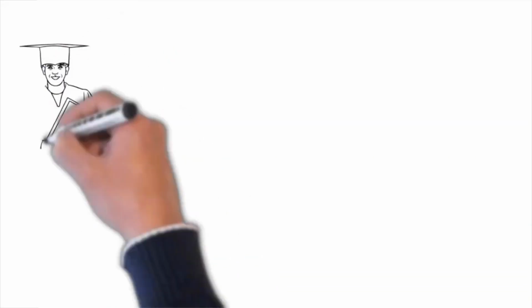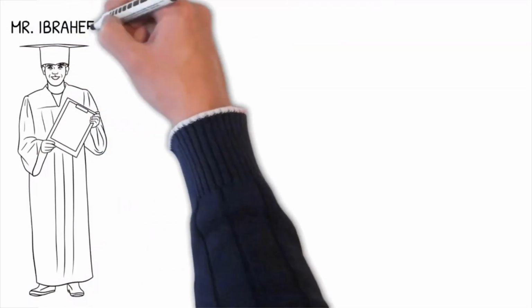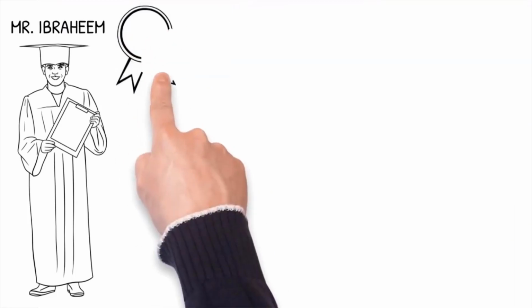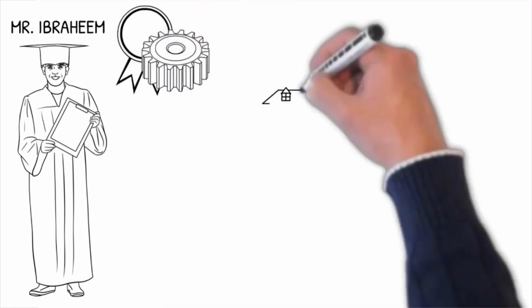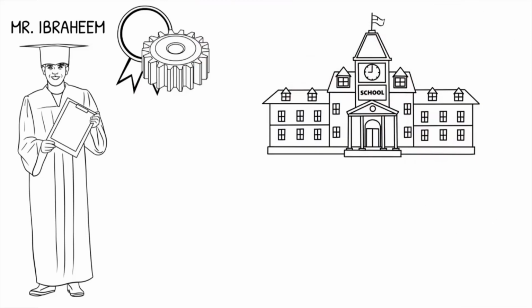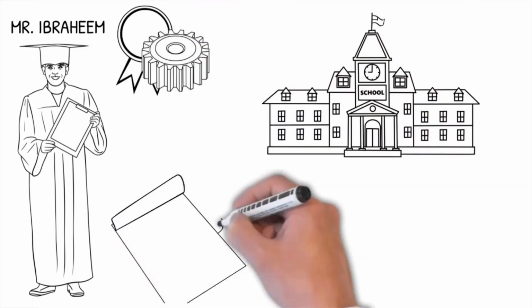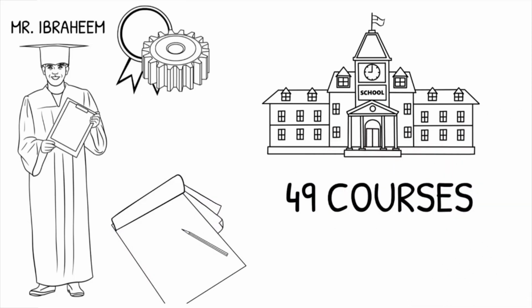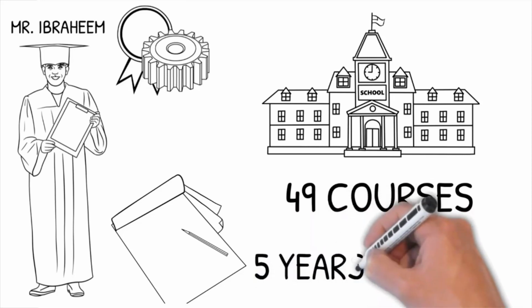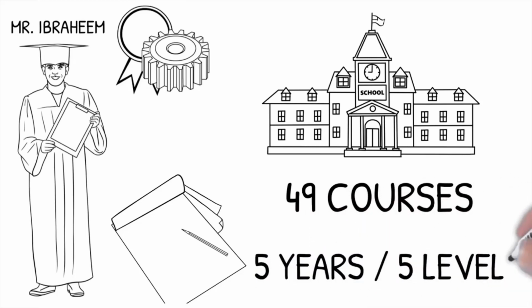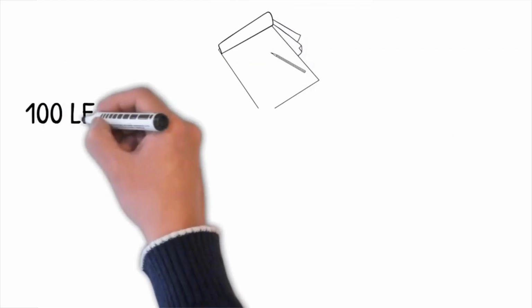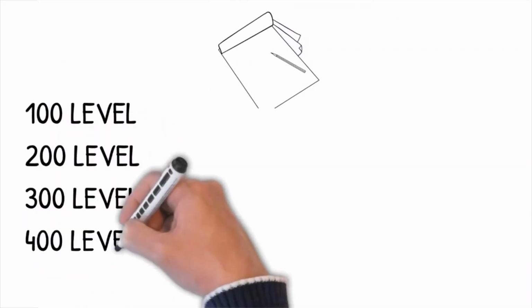Let's just pick up a character called Mr. Ibrahim. Mr. Ibrahim just finished a 5-year mechanical engineering degree from the university. Let's assume that he took a total of 49 courses throughout the 5-level degree, 5 years, 5 levels to get the degree. So Mr. Ibrahim took courses throughout 100 level, 200 level, 300 level, 400 level, 500 level.